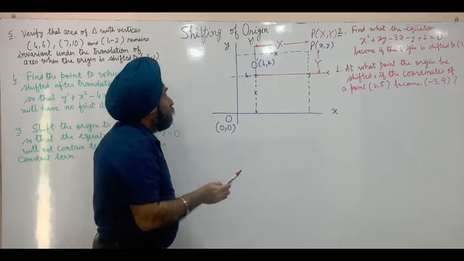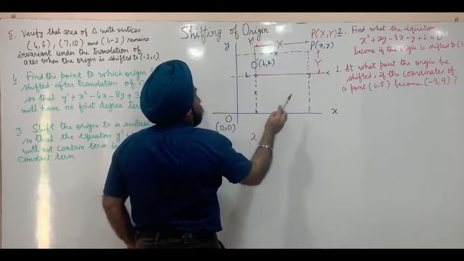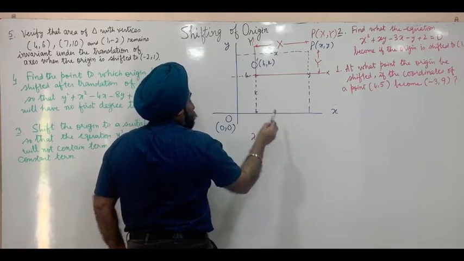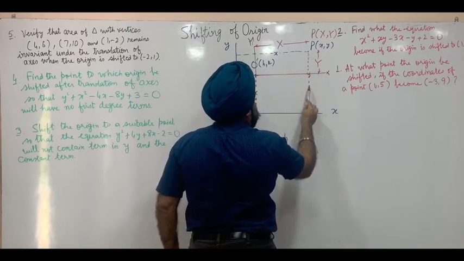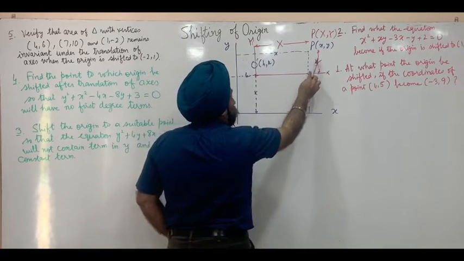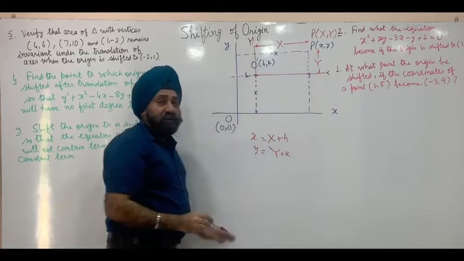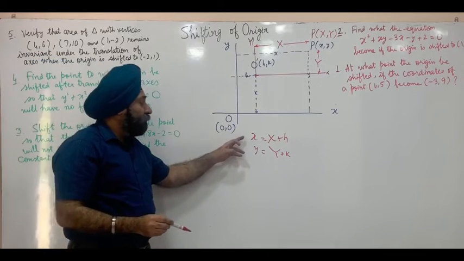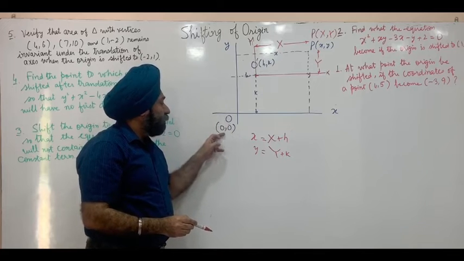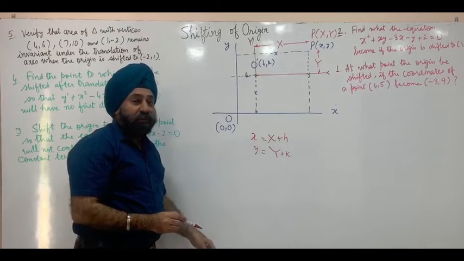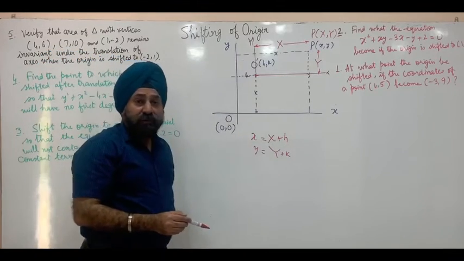From this, we can easily see that this distance, small x, is equal to capital X plus h, and this distance, small y, is equal to capital Y plus k. So this becomes the formula. This is the relation between old and new x and y coordinates when the origin is shifted from (0, 0) to the point (h, k). This will be used in every question.